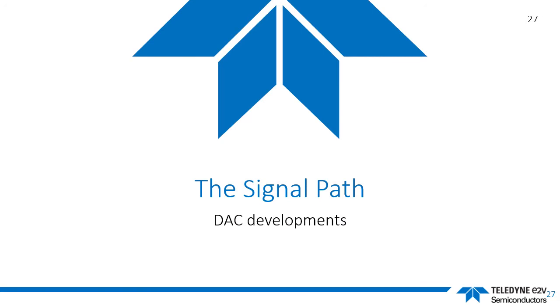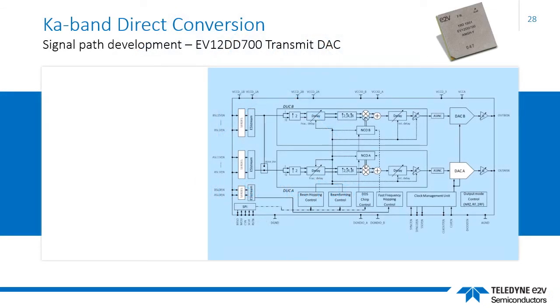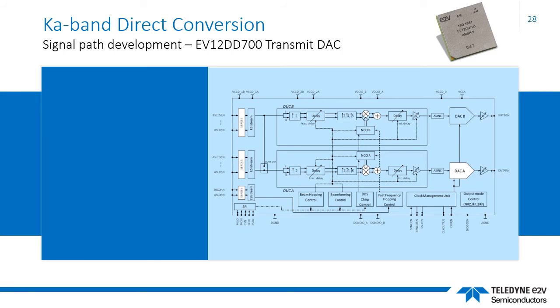Now we'll turn to the other end of the signal chain. This is the transmit path, and we'll look at some of the recent digital to analog converter developments. This block diagram shows the dual channel data converter, the EV12 DD700. As you can see, there's quite a lot of functionality on this chip beyond the bare bones DAC.